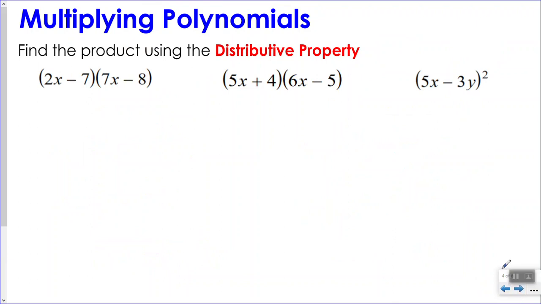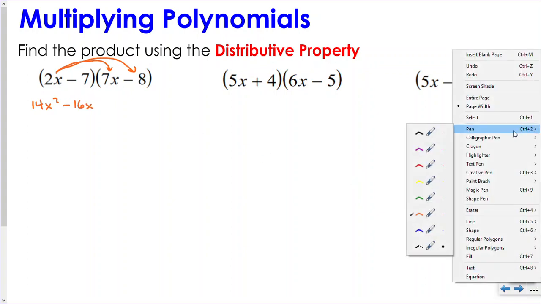The table method is a visual representation of us actually applying the distributive property twice. So when we do this multiplication, we start by taking our first term and distributing it to each term in the other polynomial. So we have 2x times 7x, which is 14x squared. Then we also need to distribute that 2x to this negative 8. So we'd have negative 16x. And now we're done with the 2x.